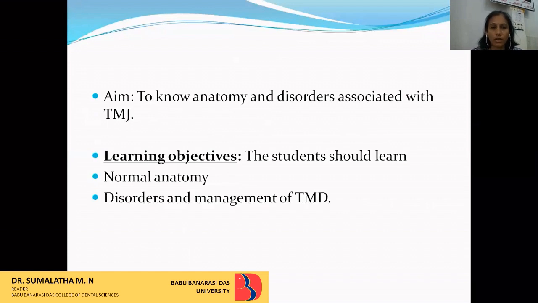So the aim and objective of why you should learn this topic is to know the basic anatomy before going to learn about the pathological aspects. Once you know the normal anatomy, it's easy for you to evaluate the pathological aspects of the temporomandibular joint.